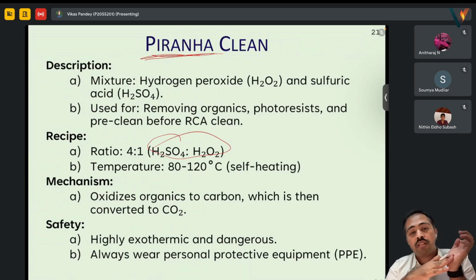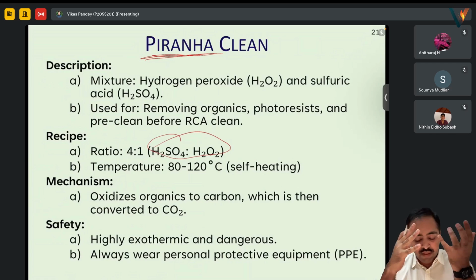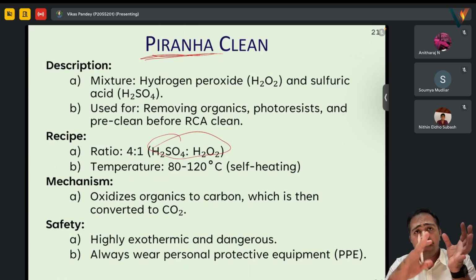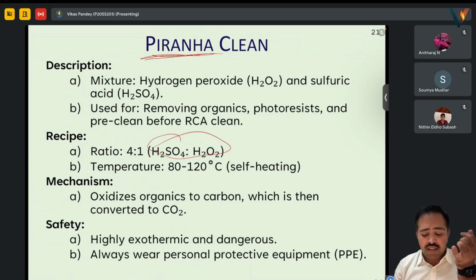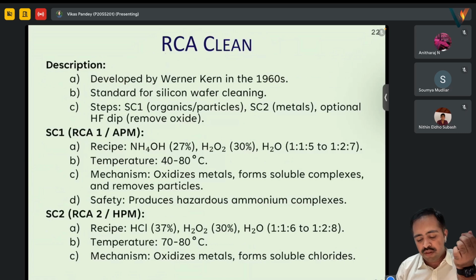Then comes something called the RCA clean or SC1 clean. RCA means it was developed at the Radio Corporation of America.